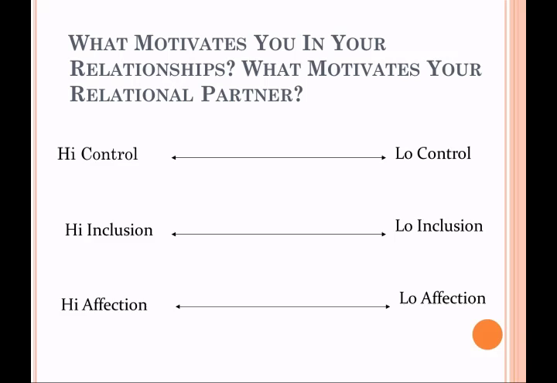Here's a scale for you. So it says up here, what motivates you in your relationships? And also think about what motivates your relational partner. So are you very high in control? Where would you fall on the spectrum? Low in control? Are you very high in inclusion? And also affection. Something to think about there.